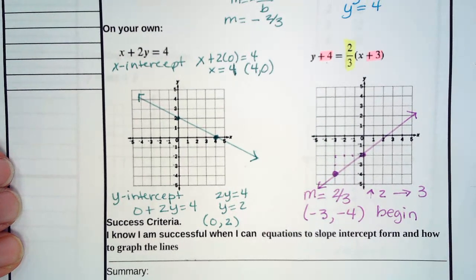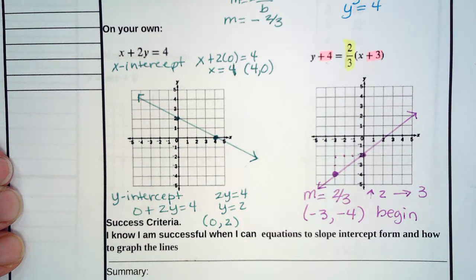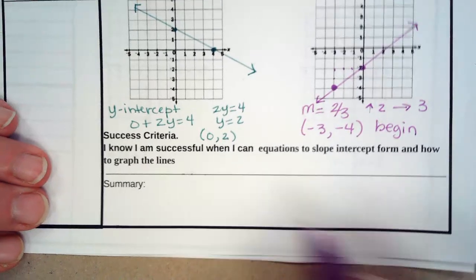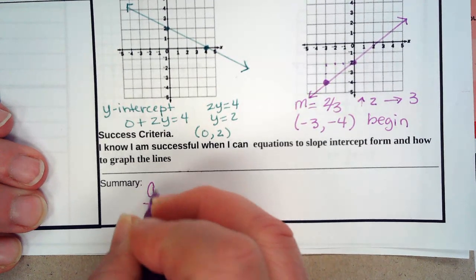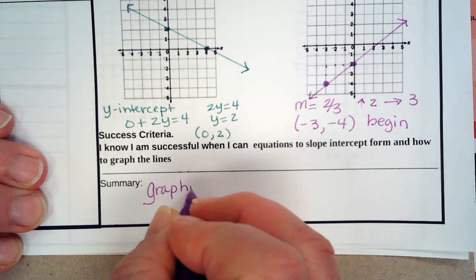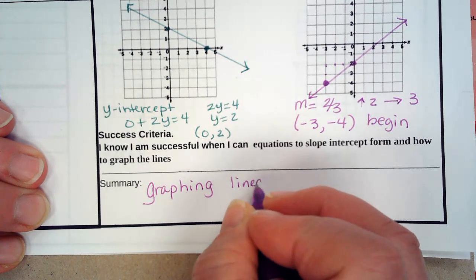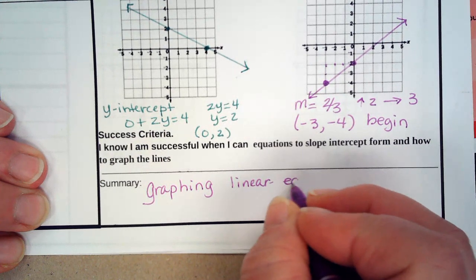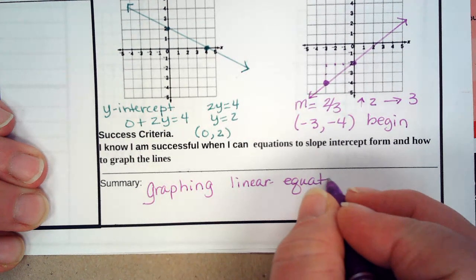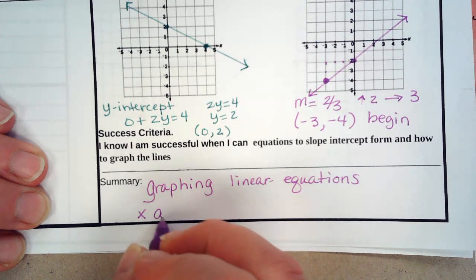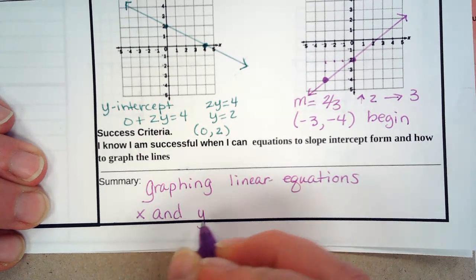So, as you're looking at this, you know you're successful when you can graph equations in slope-intercept form, and you know how to graph the lines. So this is graphing linear equations. And it's also x and y intercepts.